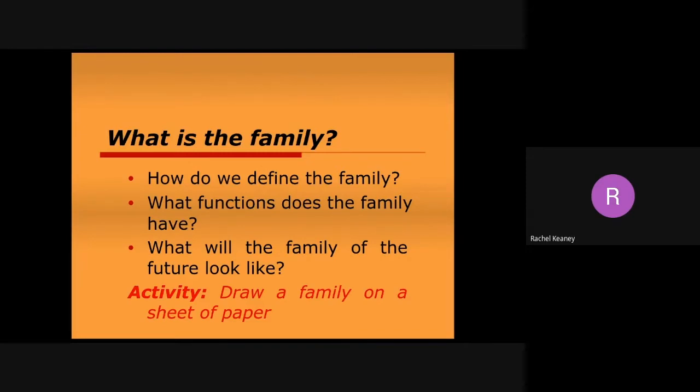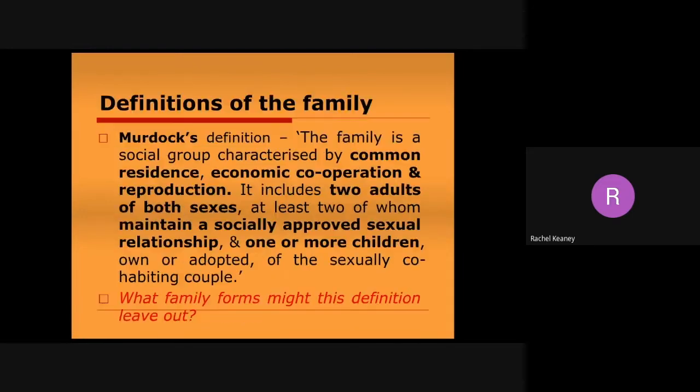All right then. So here's where we get a little bit sociological, and I'm going to introduce you to a few definitions of the family. There's a guy called George Murdoch, and he's what we call a functionalist. Now, if you've done a bit of GCSE sociology before, you may have come across Murdoch. He says the family is a social group characterized by common residence, economic cooperation, and reproduction.